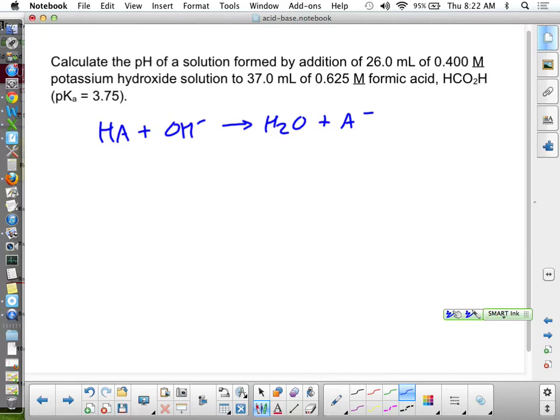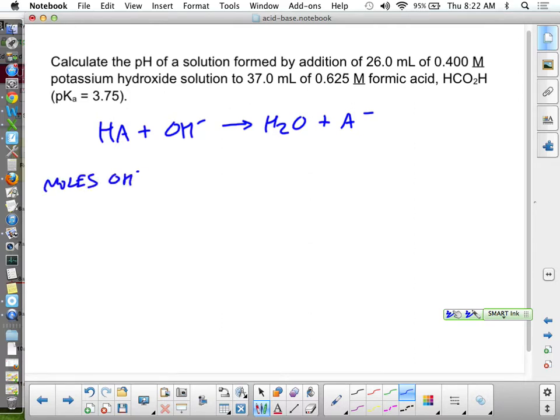The first step is just stoichiometry to figure out what your concentrations of weak acid and conjugate base will be after the partial neutralization. The second part is equilibrium, where you take those concentrations and use them to calculate the pH, either by plugging into the rearranged Ka expression or into our friend the Henderson-Hasselbalch equation. So where shall I start? Well, why don't we just figure out the moles of hydroxide and moles of formic acid.